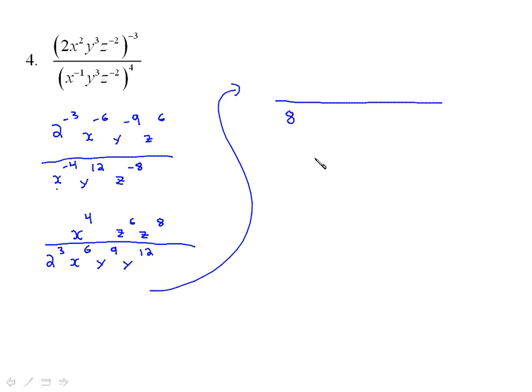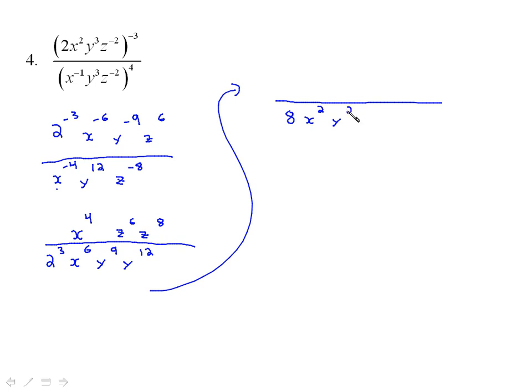2 to the 3 is 8. The x's. Now you can subtract the exponents, but what I'm going to do instead is think, I've got 4 x's on top, I've got 6 on the bottom. So if I divide it out by x to the 4, I would be left with x to the 2 on the bottom. And by this, I don't ever need to deal with negative exponents.